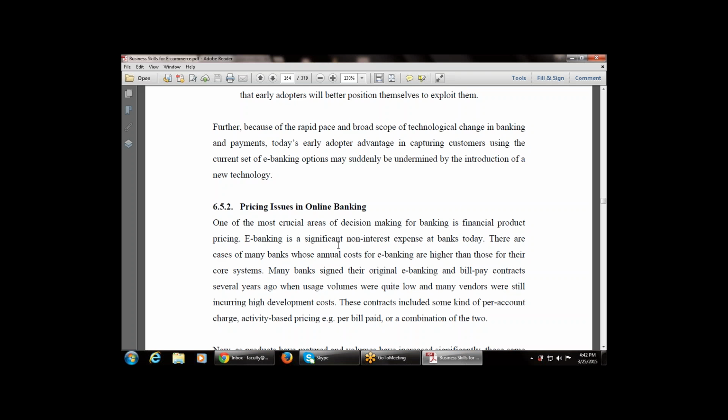One of the major areas of decision making for banking is financial product pricing. This is one of the crucial areas for making decisions in online banking. That is, what is the price of the financial product? For example, Flipkart provides a very cheap rate for the various products whenever we use the online delivery. So one of the crucial areas of decision making for banking is financial product pricing.